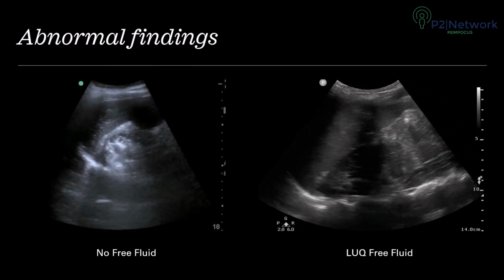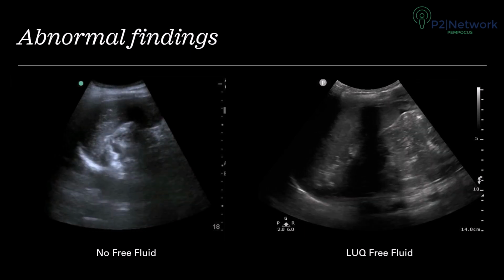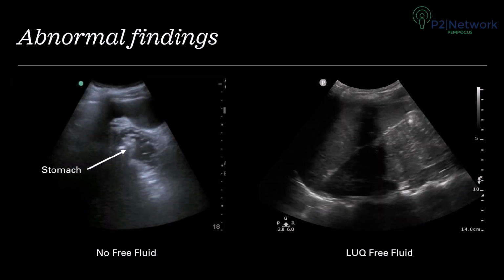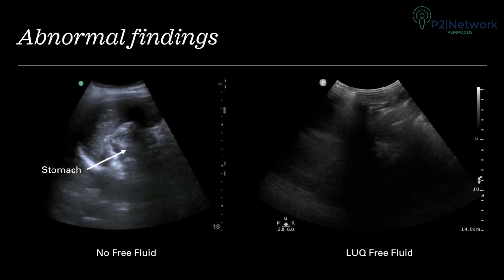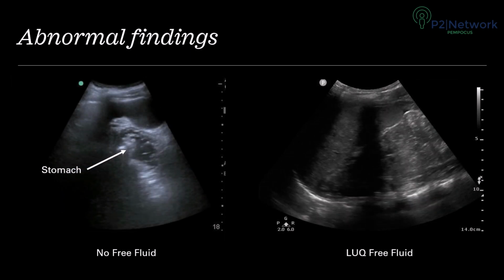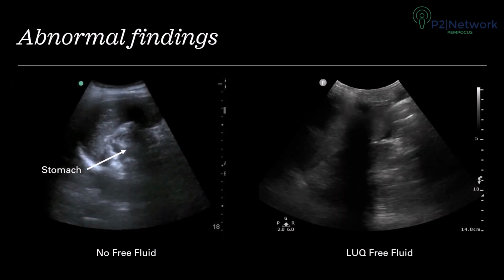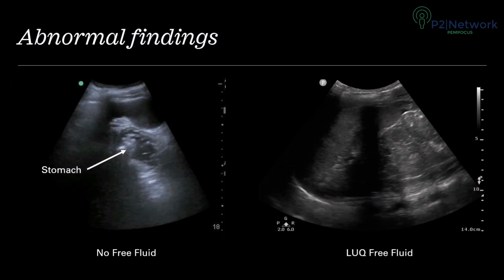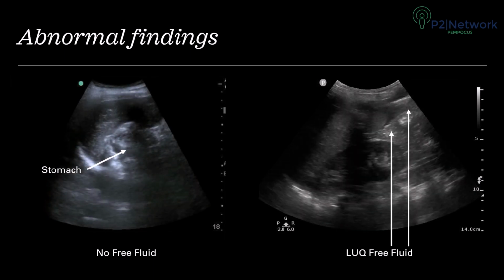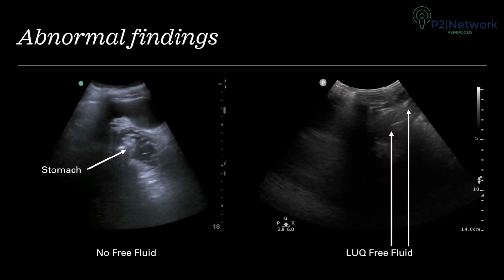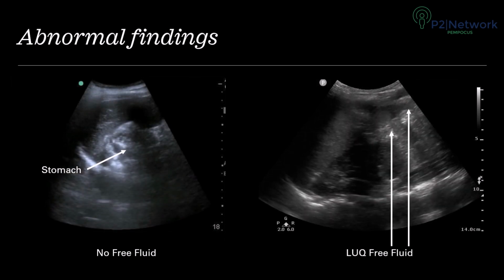The image on the left shows a normal left upper quadrant. You can see the stomach actually come into view before the kidney does, which can look like an abnormal part of the spleen. However, as we fan through, we see the spleen is intact and there is no free fluid. On the other hand, the abnormal image on the right side shows free fluid predominantly at the spleen tip and around the splenorenal recess.